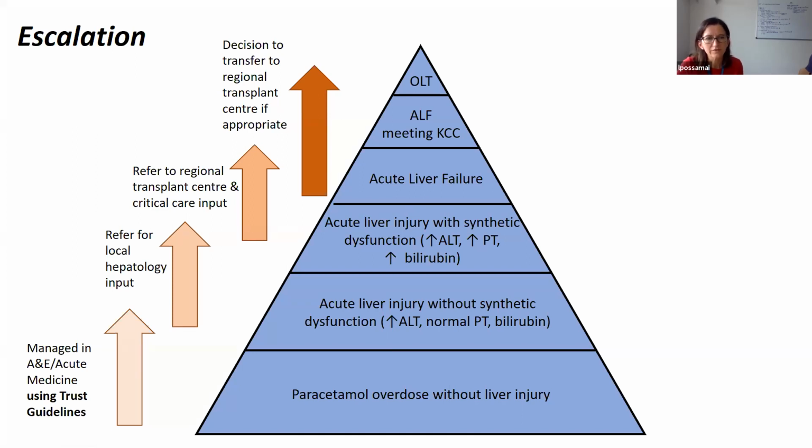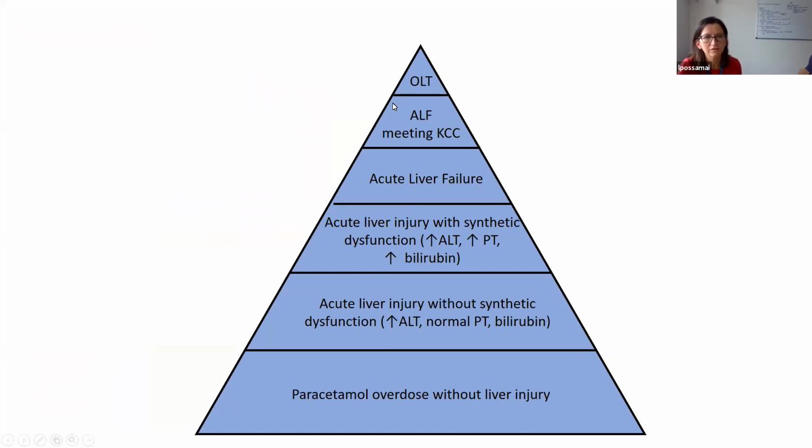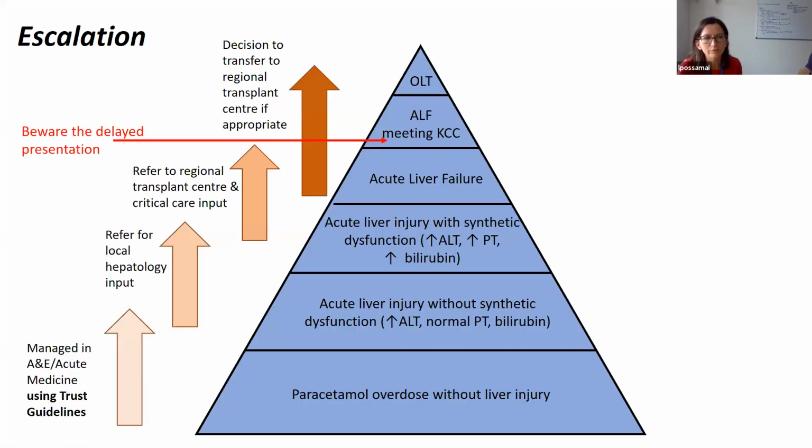Although I've obviously encouraged you to refer to us, do beware of the case of the delayed presentation of a concealed overdose, or a patient presenting in the middle of the night with established acute liver failure to A&E. The appropriate thing to do at that stage would obviously be to go direct to the Royal Free and the regional transplant centres. Don't delay that referral.